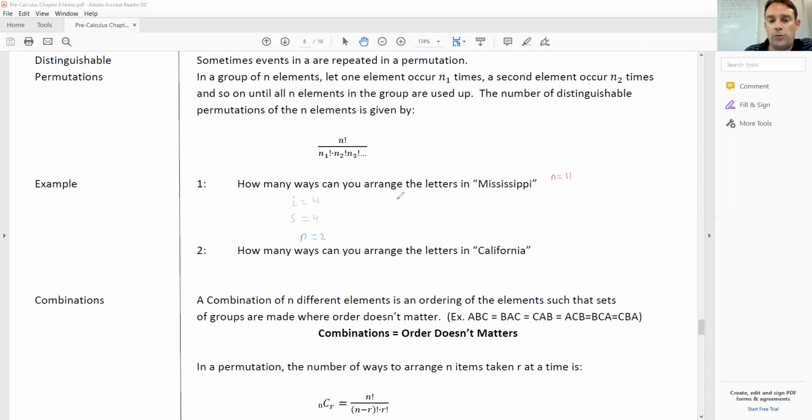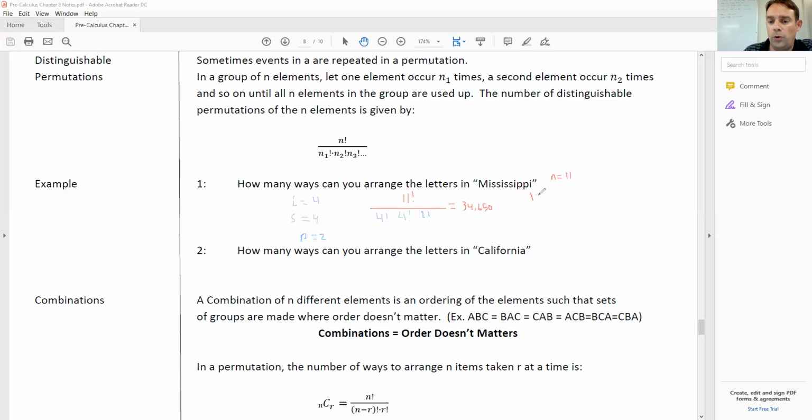So if I wanted to look at this problem here, I'd have 11 factorial divided by all these repeating numbers. 4 factorial, 4 factorial, and 2 factorial. And when we do that there, friends, we plug that into our calculator here, we end up with 34,650.